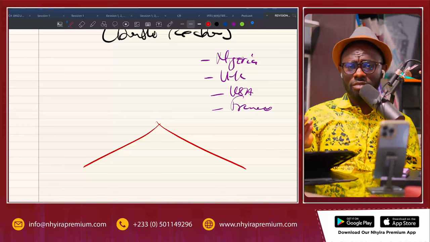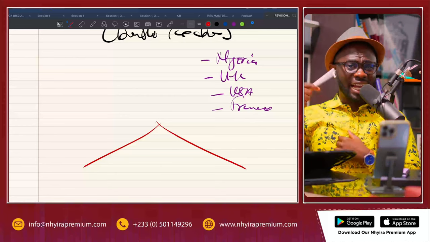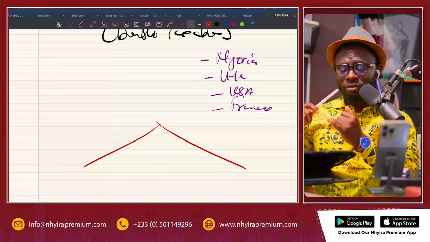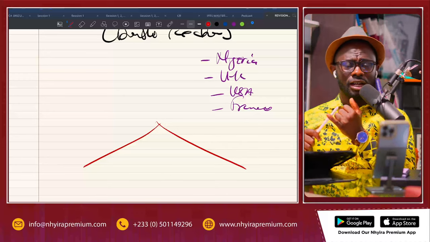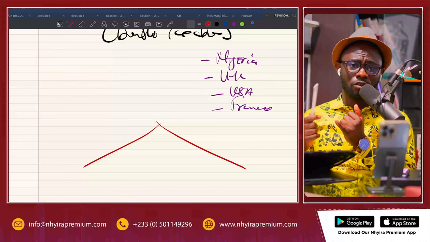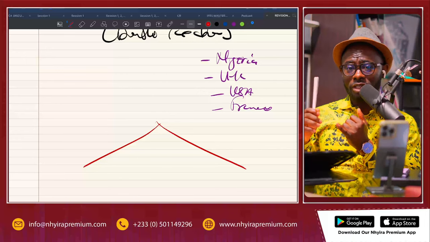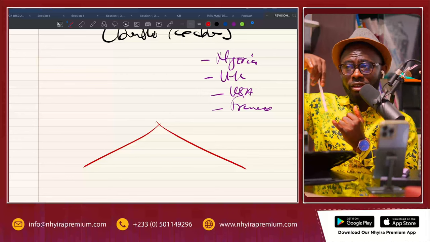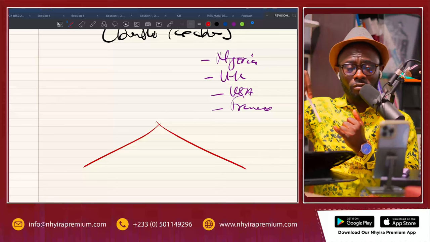Certain conditions must be met. Number one, for the claimant for a foreign tax credit, the GRA must confirm that there is a double tax arrangement with the country in which the money is coming from.